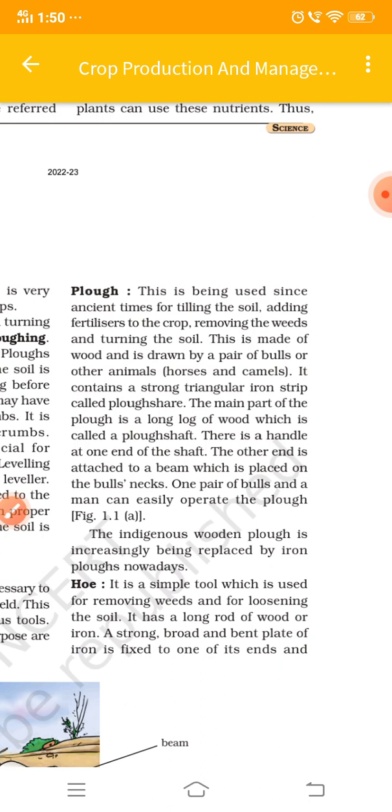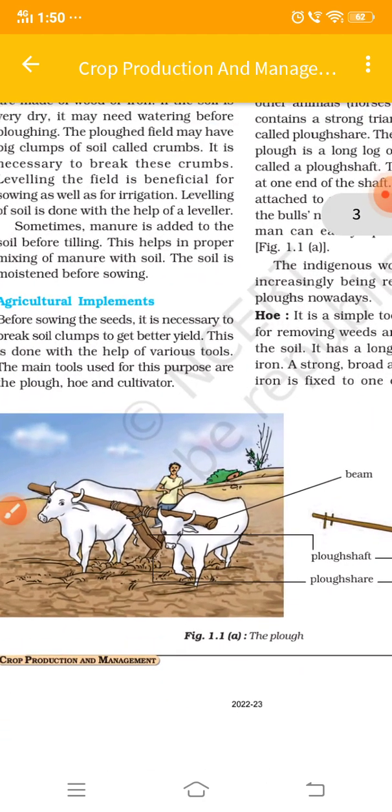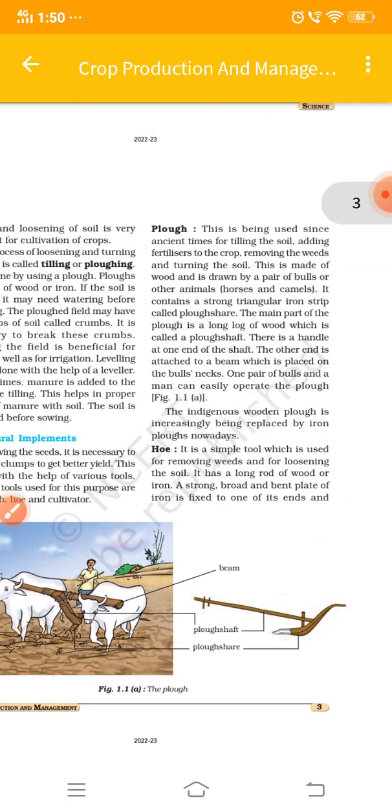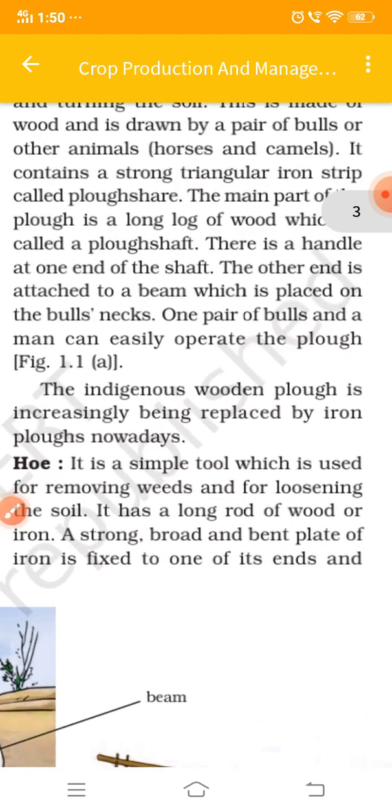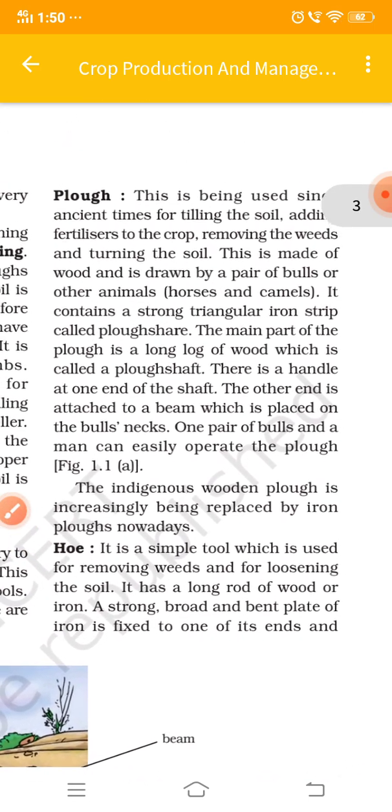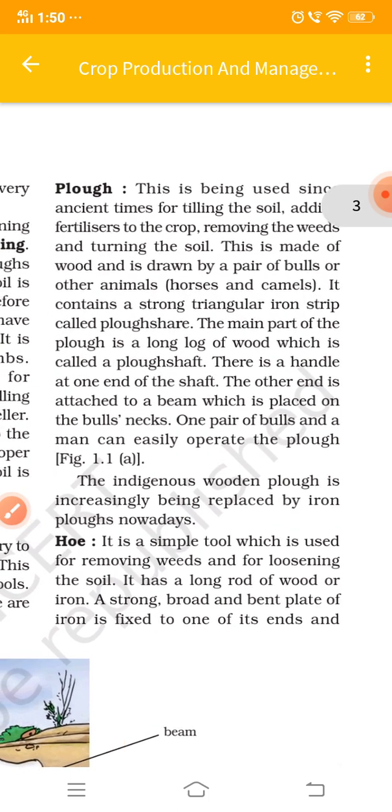Now they have explained briefly how the plug is exactly. It is made up of wood. It is drawn by animals, one pair of animals. Okay, there is one triangular iron strip. What is it exactly? But I have seen this plug not in my village, in a museum I have seen.